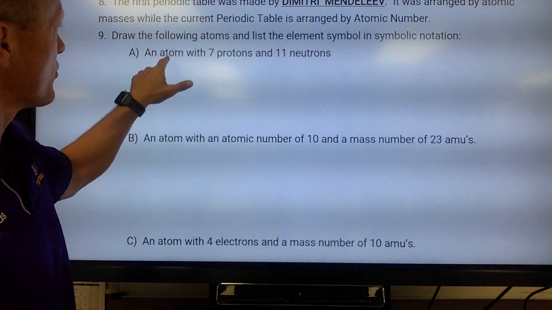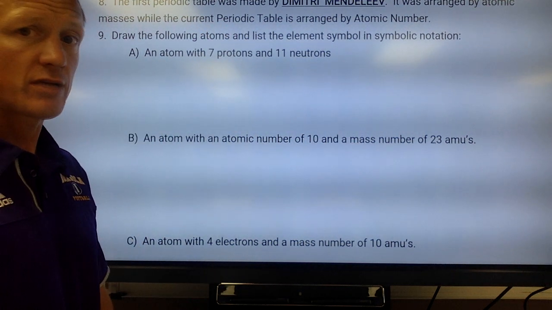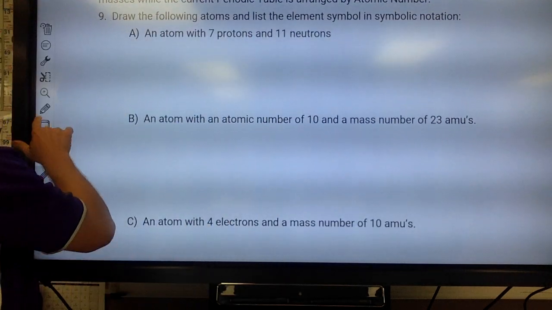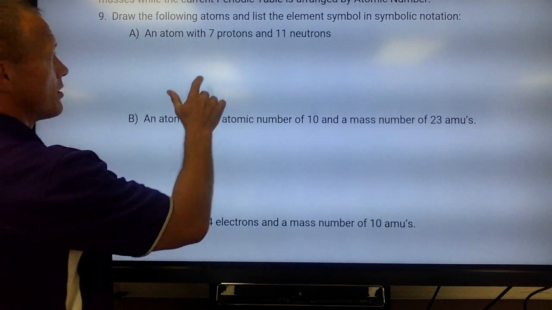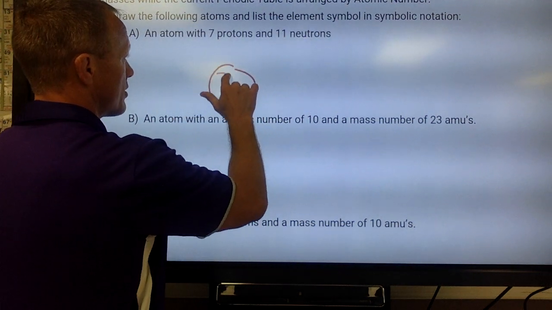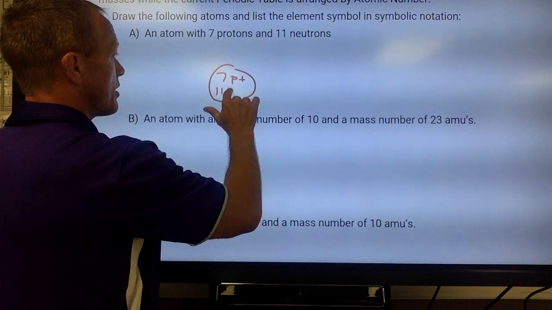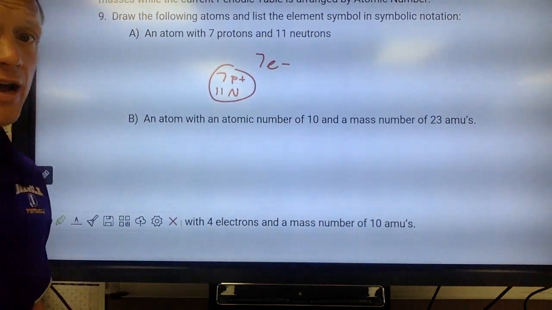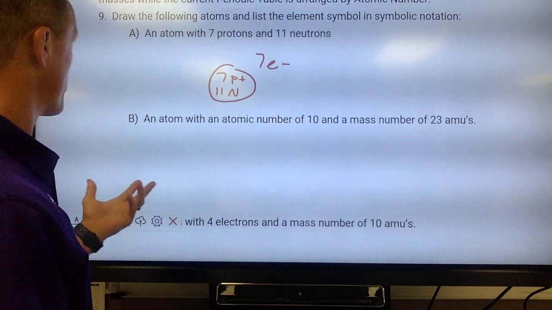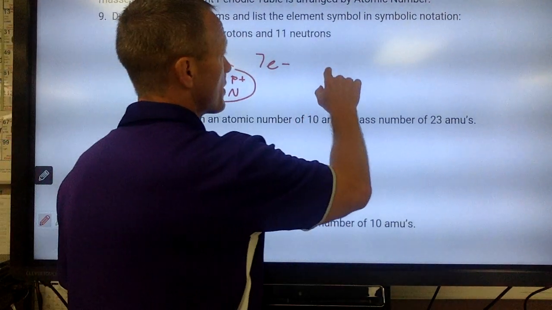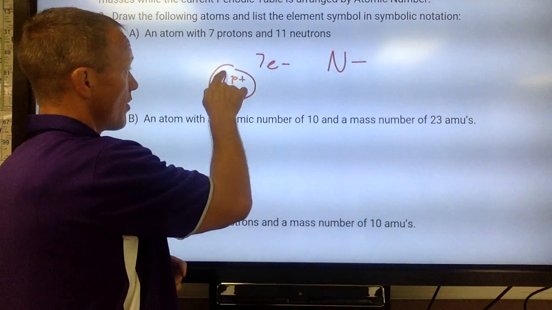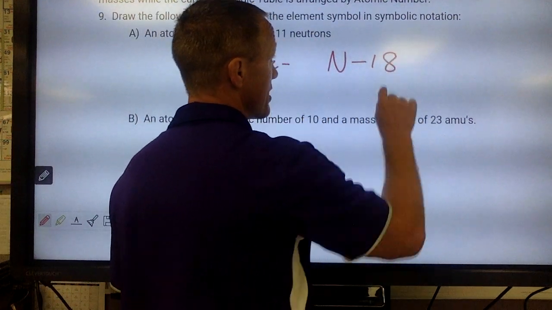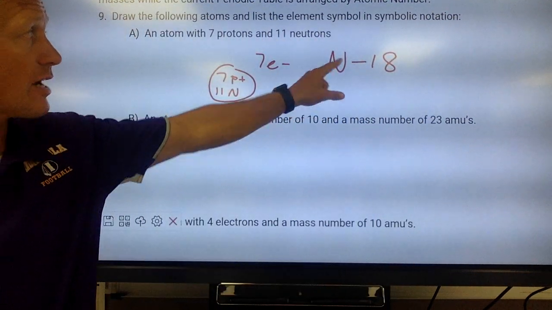So here's this little thing here. Draw an atom with 7 protons, 11 neutrons. So 7 protons means it would have 7 protons in the nucleus, 11 neutrons, and 7 electrons if it's neutral. If I asked you what element that was, you look in the periodic table and figure out what element number 7 is. Element number 7 is nitrogen. In this case, it would be nitrogen with a mass of 7 plus 11. Only stuff in the nucleus has mass. So it would be nitrogen-18, that isotope. You might see nitrogen-18 written like that.